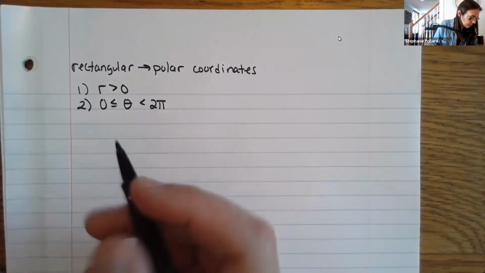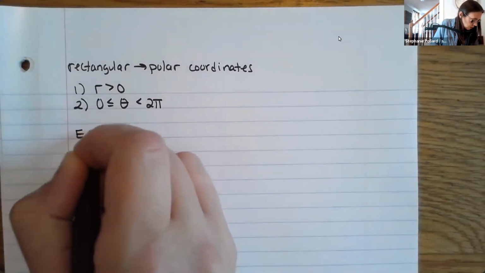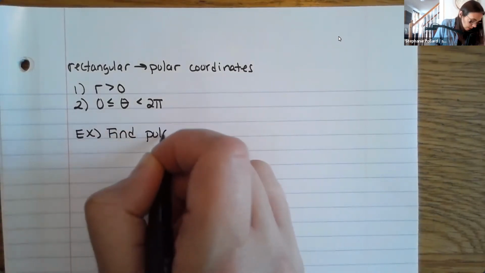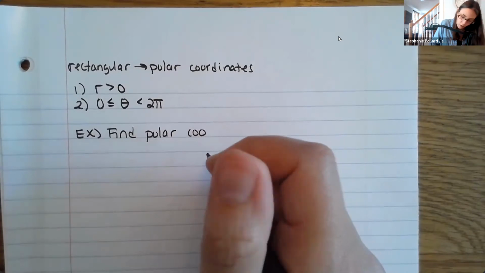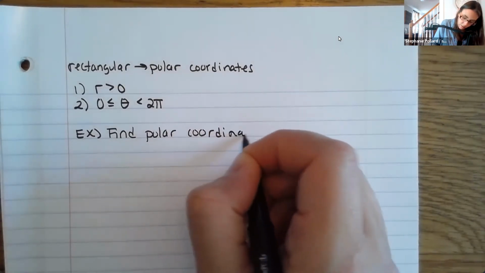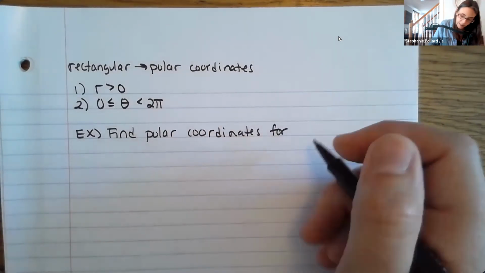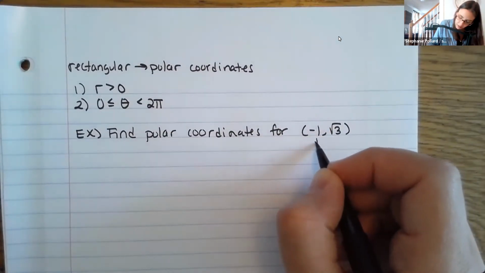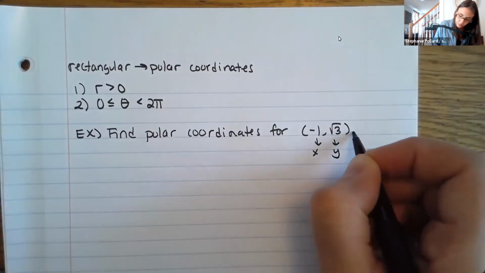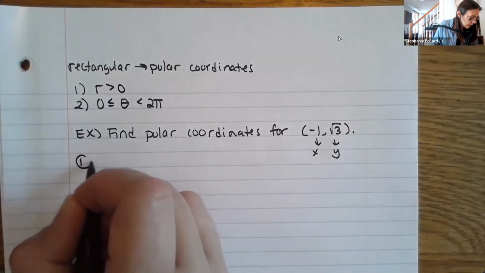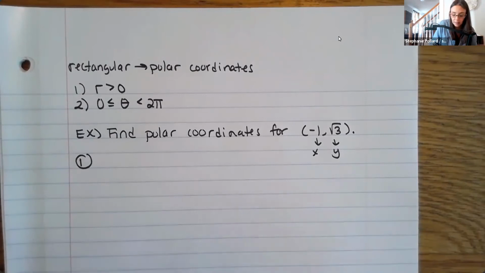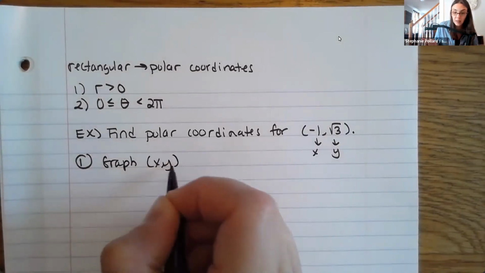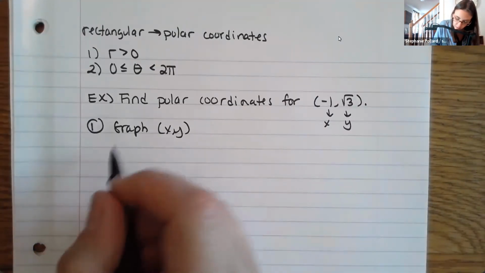So let's do some examples here. We're going to find the polar coordinates for the rectangular point negative 1, root 3. So this is your x, this is your y. So the first thing you're going to do here is it does help to plot it. So your book does recommend to graph and to plot the point x, y.